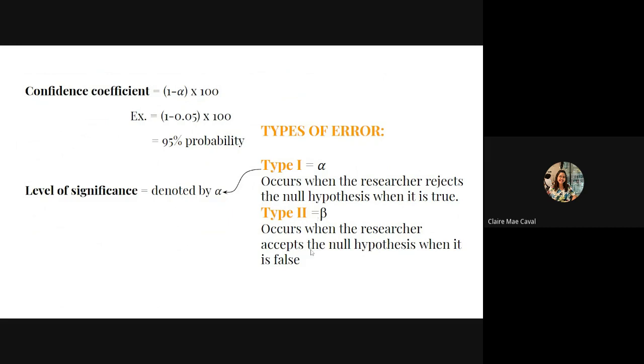Your type 2, your beta type of error occurs when the researcher, this is the opposite, accepts the null hypothesis. Na-accept niya when it is actually false. Okay? So I hope this is clear. These are the two types of error, type 1 and type 2. Yung level of significance is denoted by the Greek letter alpha. Okay?